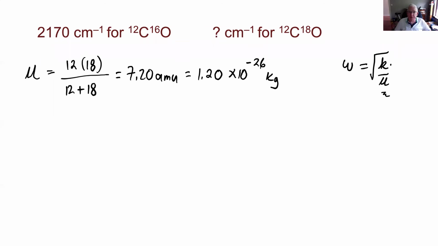My force constant should still be the same, right? So I'm going to put down someplace over here, I'm going to say that we calculated K as being 1902.